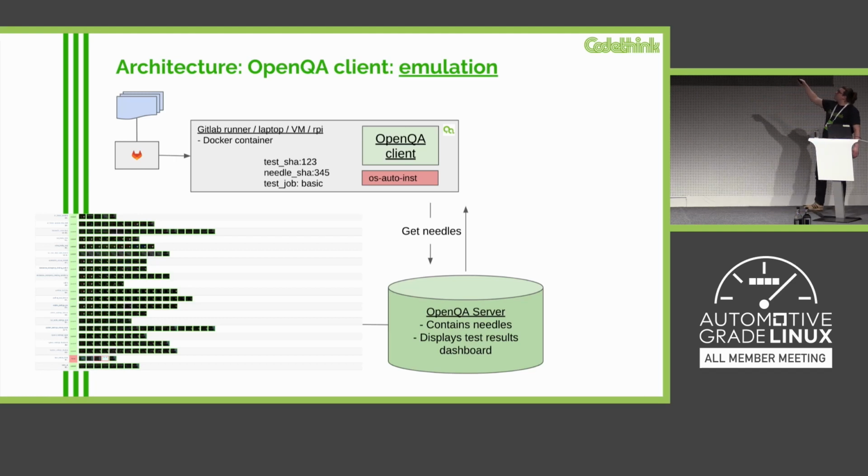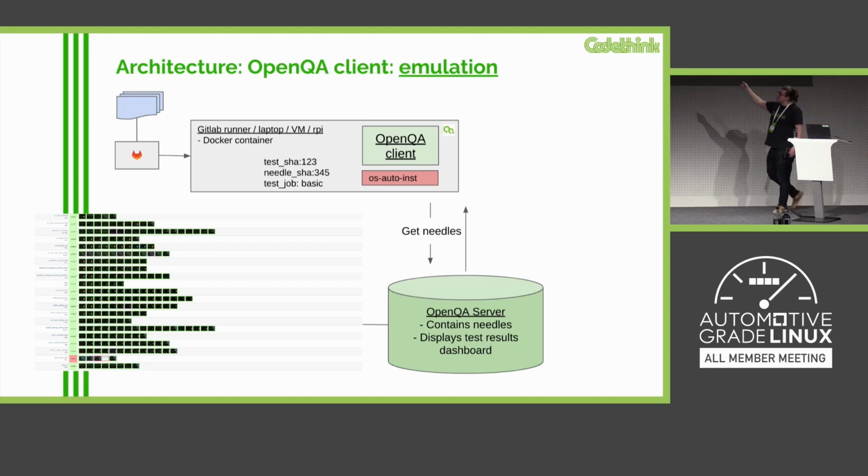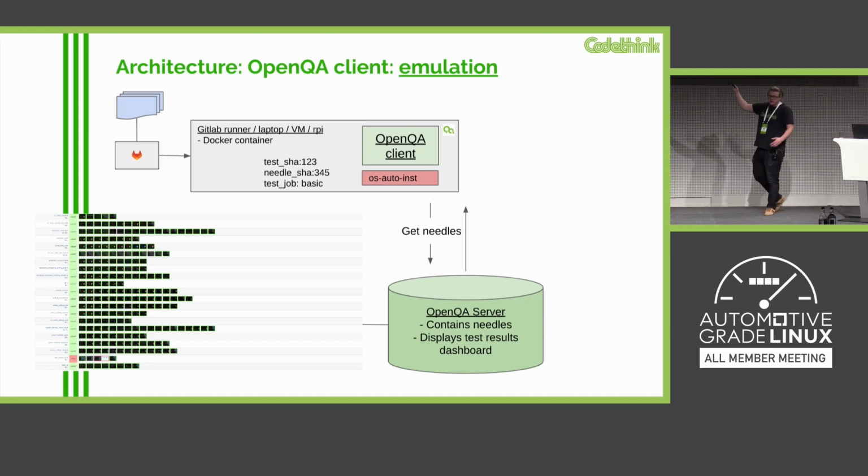And then separately, you have an OpenQA server, and that gives you a couple of things. One, you store the needles there because they can get pretty massive. And separately, you have a web UI which shows you the results, which you can see there. Each one of those is a screen that's been navigated to, and they're all green apart from the one down the bottom.